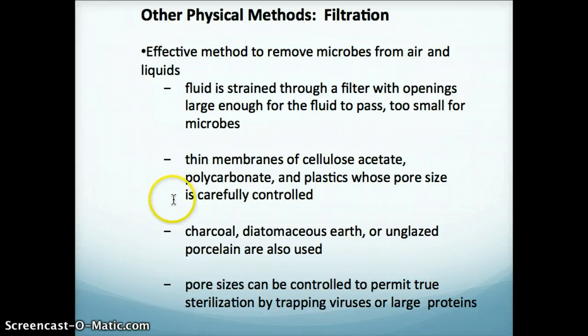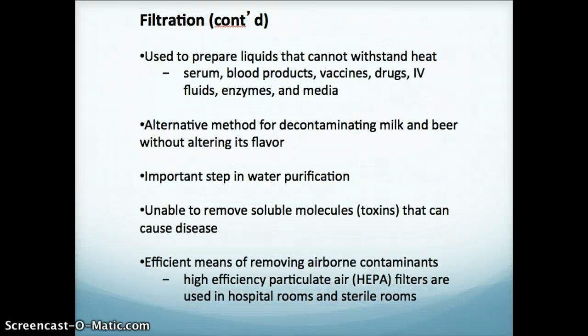And what is often used is membranes of cellulose acetate, polycarbonate, and plastic. Those are often what is used. In addition, charcoal is sometimes used, and a couple of other different things can be used too. But pore size is what can be controlled to permit that sterilization or trapping of viruses or large proteins. So we have an ability to choose the size of pores for what we're trying to filter.